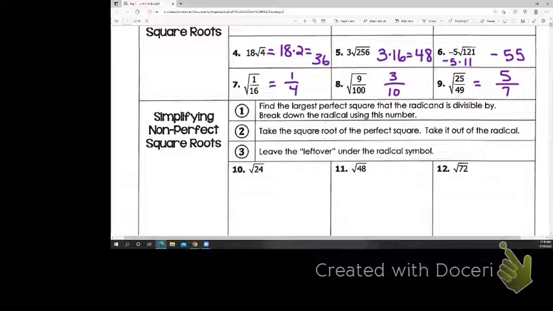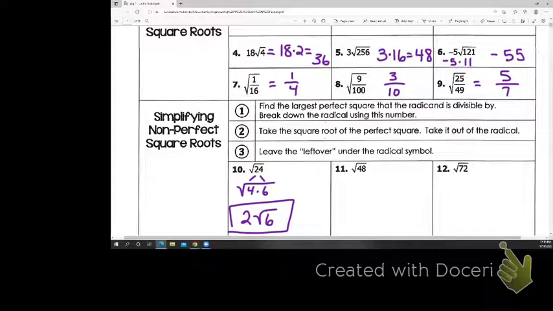So is 8 a perfect square? No. Oh, so don't use 8. 4, right? We're going to have to use 4. So 24 is the same as if I do 4 times 6. The 4 is a perfect square. So the square root of 4 is 2. And then the number that's not a perfect square is left under the radical.